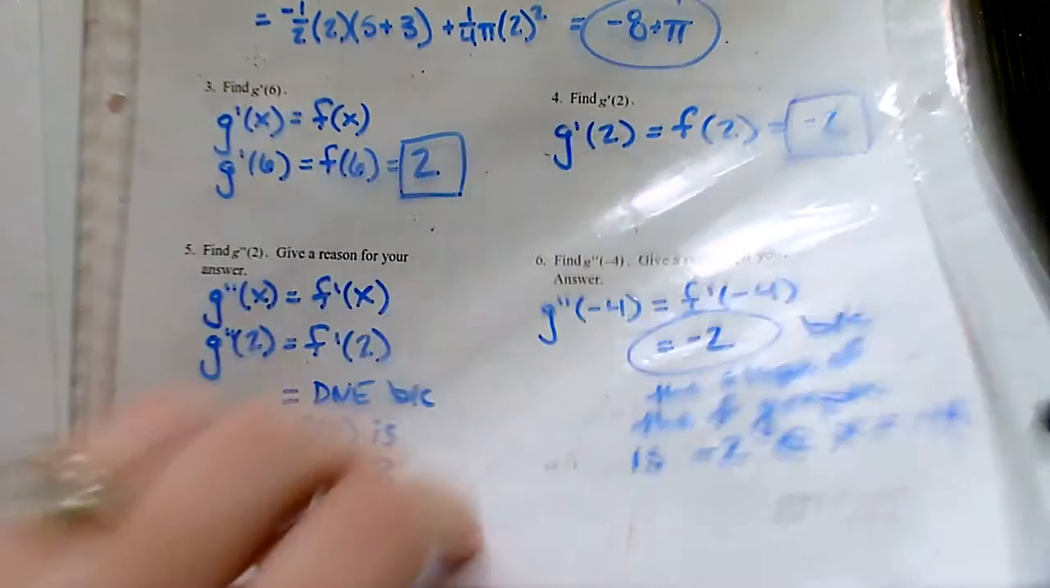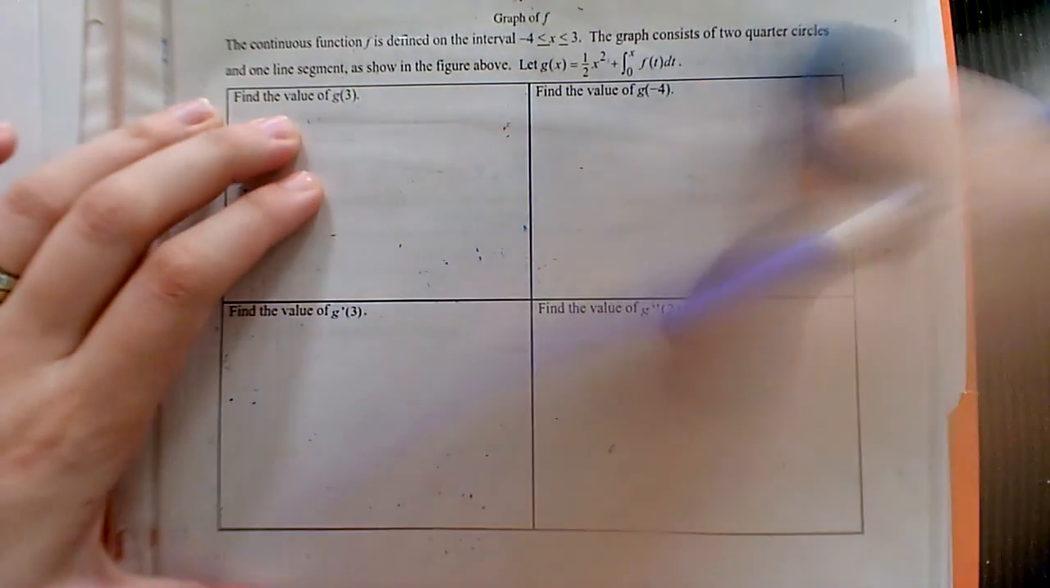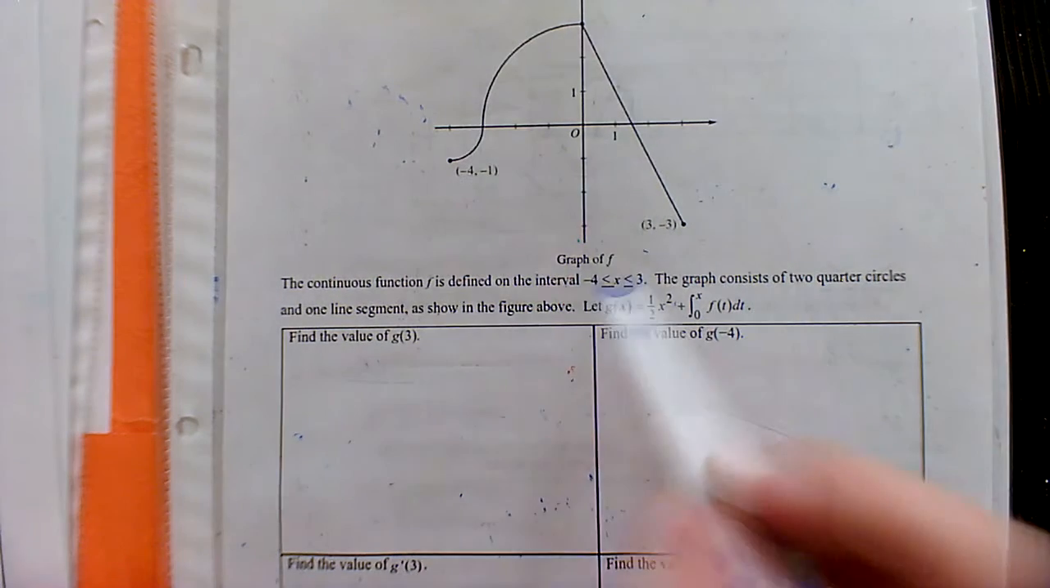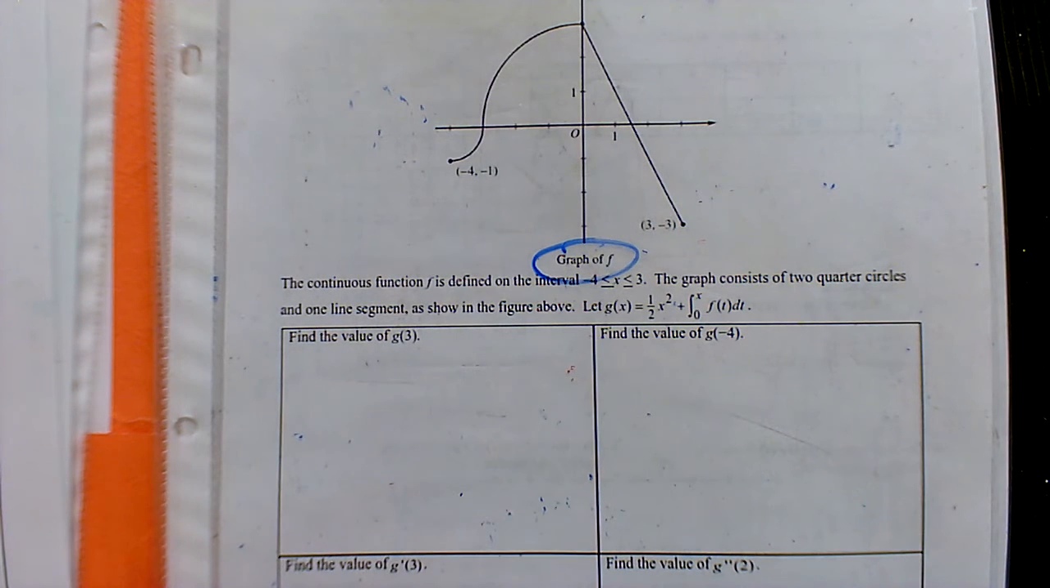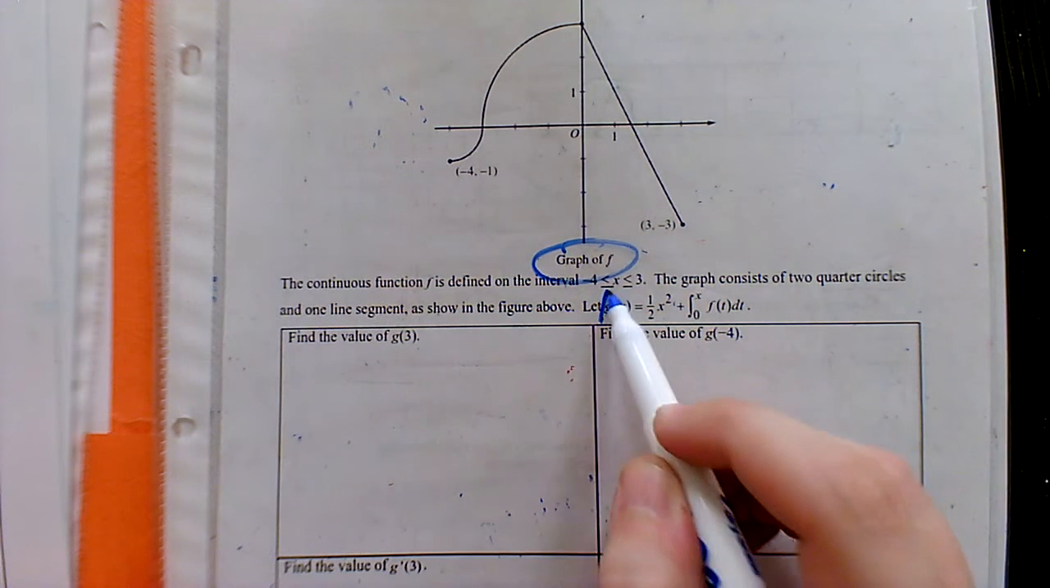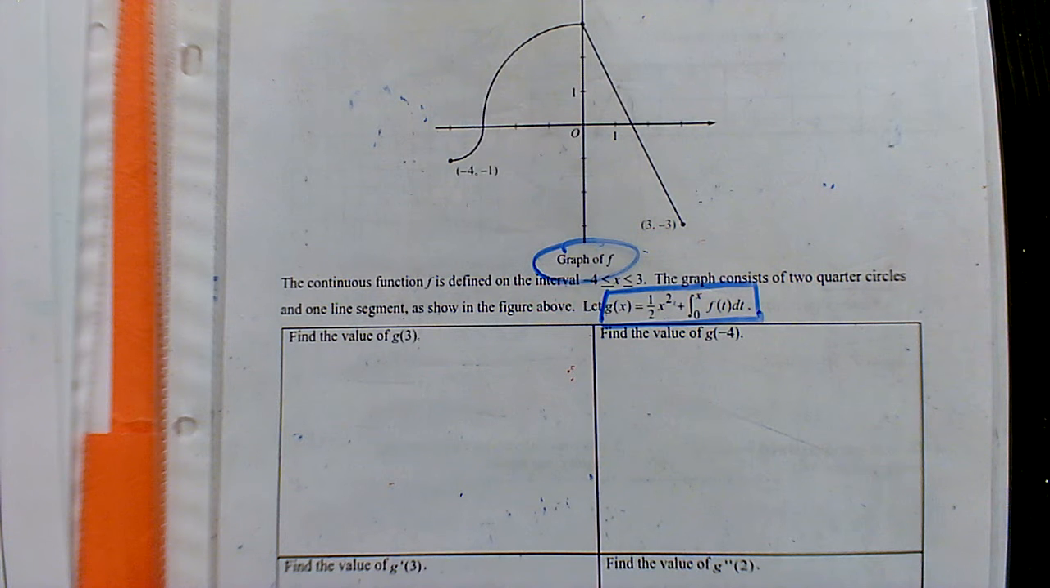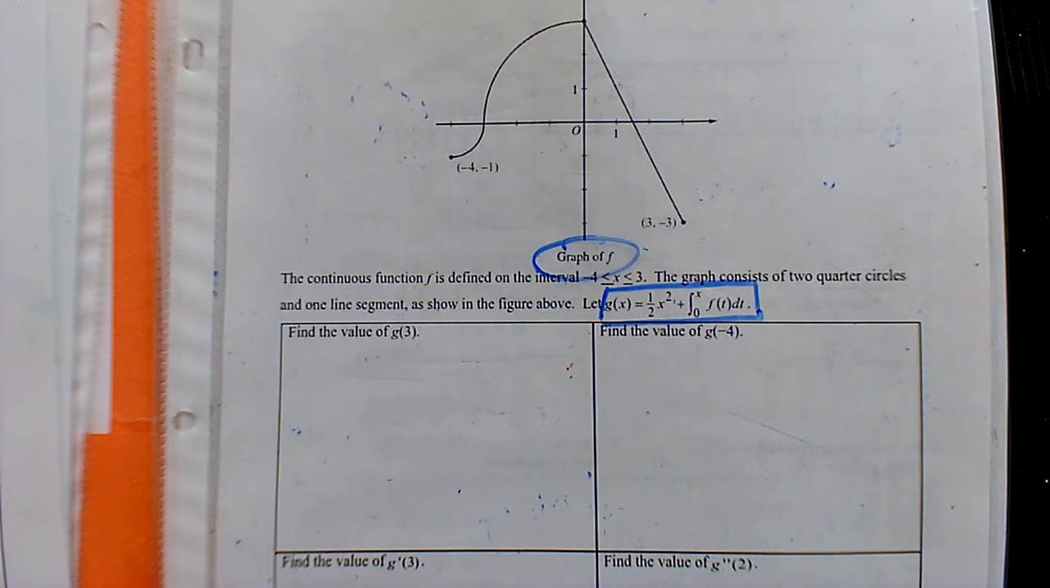Alrighty, let's try another one. Alright, so they give us a graph. They tell us it's the graph of f. It's continuous from -4 to 3. The graph consists of 2 quarter circles and 1 line segment. And the function g is defined as 1/2 x squared plus an integral. So a little different. We have a little extra piece in there. Find the value of g of 3.